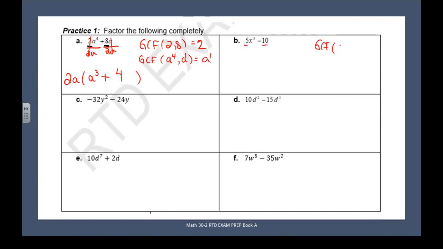Greatest common factor between 5 and 10. Notice I didn't say negative, just 5 and 10. So the greatest common factor is 5. And then the greatest common factor between x cubed and there is no x, so there's no x. We don't even have to worry about that because it's not common to both. So I'm just going to focus on the 5. I put the 5 outside, and then I will divide each by 5. That's gone. Minus 10 divided by 5, 2.